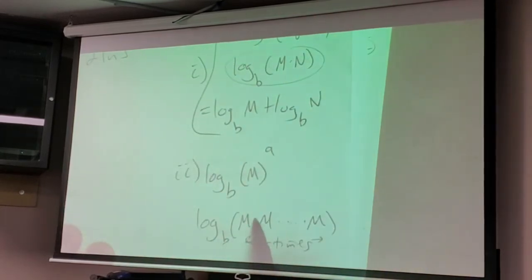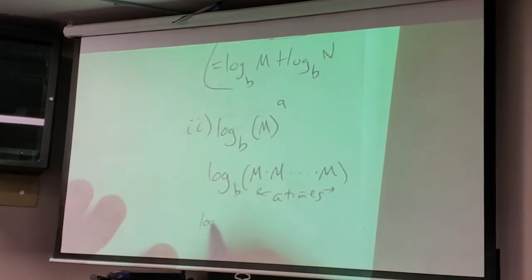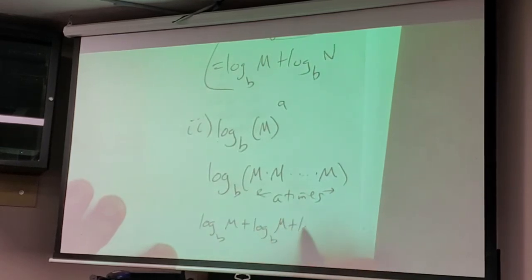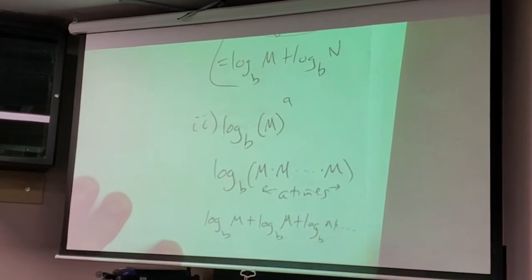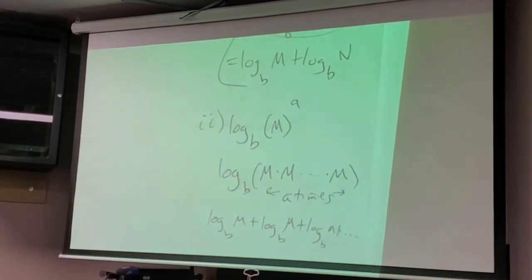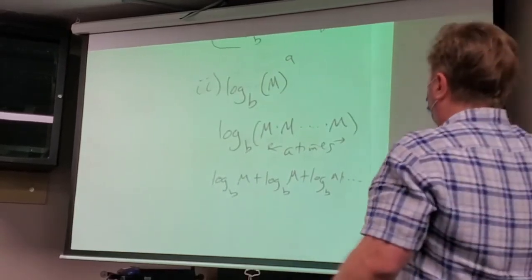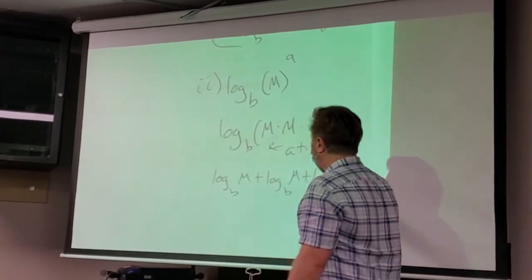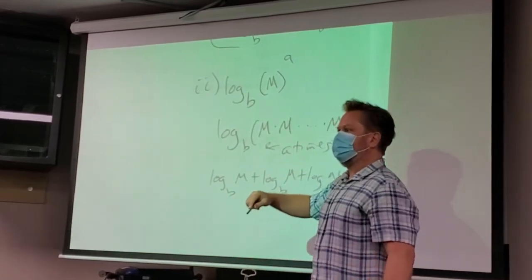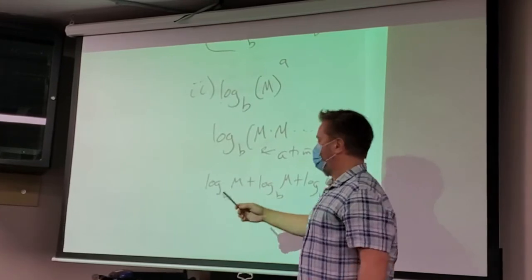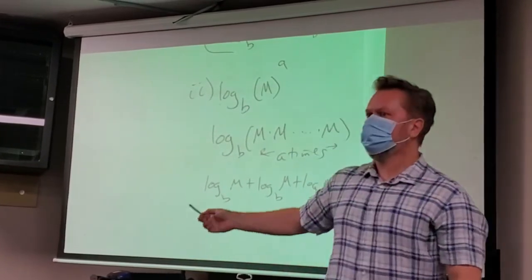Isn't this all just multiplication? So wouldn't that be log base b of m plus log base b of m plus log base b of m plus how many times? A times. So what is log base b of m plus itself a times? Isn't that the definition of multiplication? Isn't that a times log base b of m?